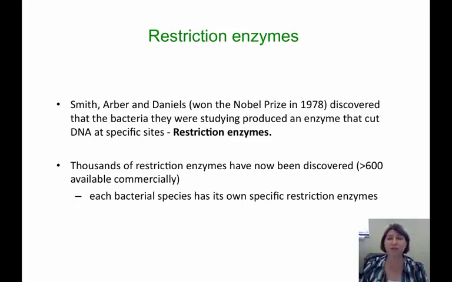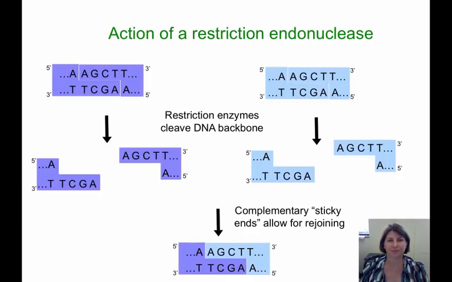Why are there so many restriction enzymes? Well, what they found is that different bacterial species contain different restriction enzymes. And so therefore, as many bacterial species as you can think of, there are probably that many restriction enzymes. So what is a restriction enzyme? It is an enzyme which recognises a specific sequence within a piece of DNA.